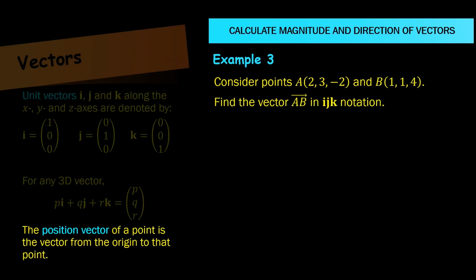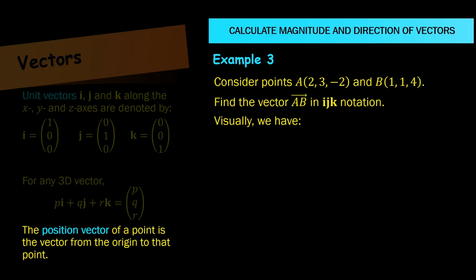Let's take a look at another example. Consider the points A (2, 3, -2) and B (1, 1, 4). We are required to find the vector AB in ijk notation.